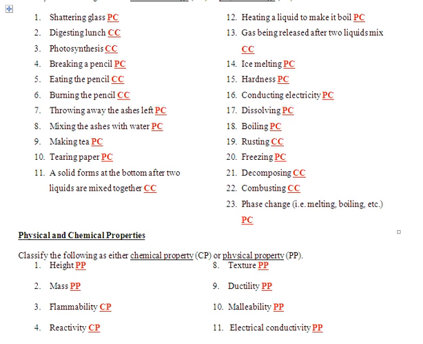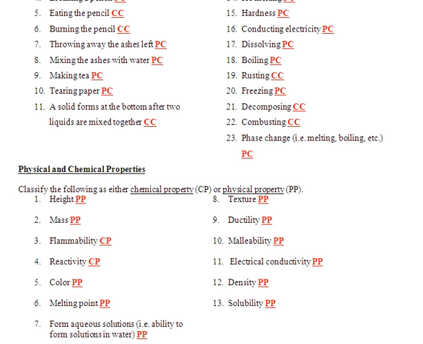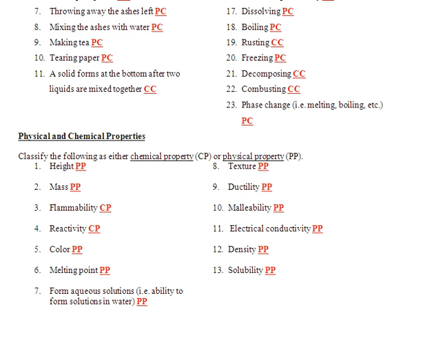Conducting electricity and hardness, those are both physical changes because nothing new is being created. And hardness should have actually been down here in physical and chemical properties. That was my fault. Physical and chemical properties: height, mass, color, melting point, those are all physical properties.